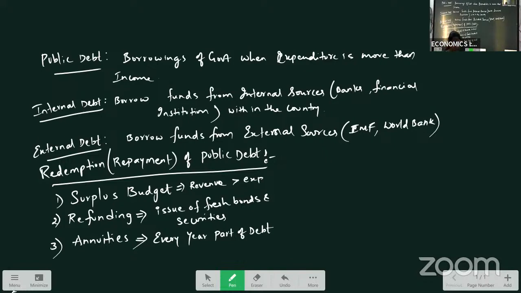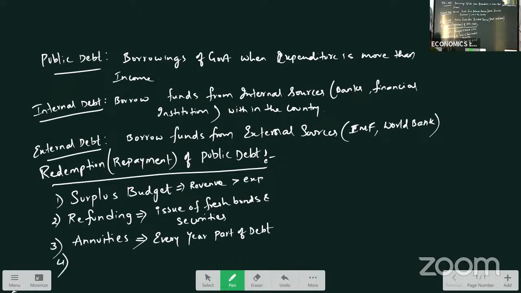Means every year a certain amount will be kept aside by the government when they prepare the budget. That amount which is kept aside to repay the debt will be used for repayment of debt. So that is called annuities. Annuities means every year part of debt will be cleared, like on an installment basis. So that is annuities.